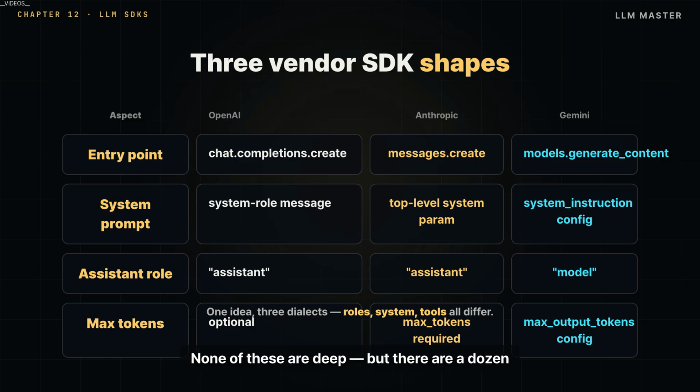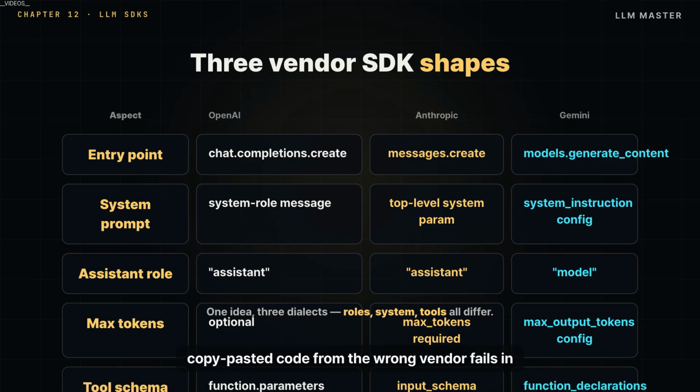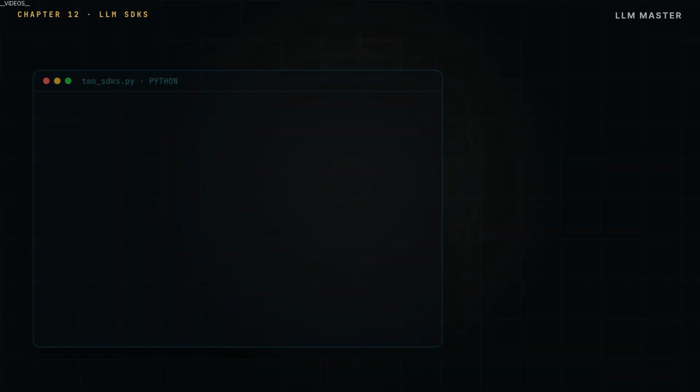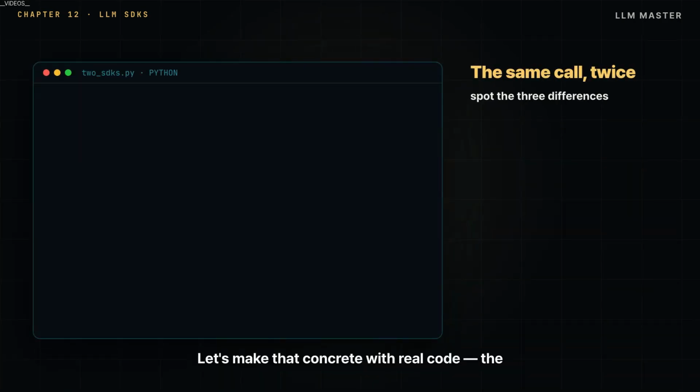None of these are deep, but there are a dozen of them, and every single one is a place where copy-pasted code from the wrong vendor fails in a confusing way. Keep a table like this near your keyboard. Let's make that concrete with real code, the same summarize call written once in OpenAI and once in Anthropic.